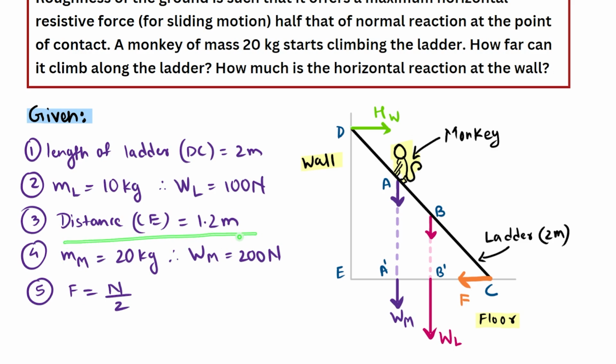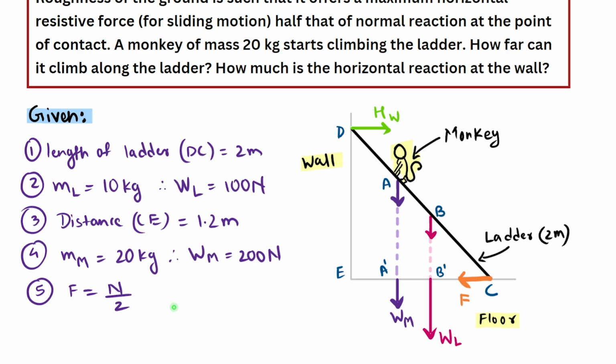Then हमें दी गई है distance between the base of the ladder and the vertical wall. So basically distance between point C and E is given to us as 1.2 meters. इसके बाद हमें जो है monkey का mass दिया गया है which is said to be 20 kgs. So because of which monkey is capable of exerting a weight of 200 newtons. As always, weight is equal to mg, where this time mass is of monkey. And then जैसे कि मैंने बोला था, friction और normal reaction के बीच में एक relation दी गई है. So the total normal reaction experienced by this ladder, if we divide it by 2, the value of friction is supposed to be equal to that.